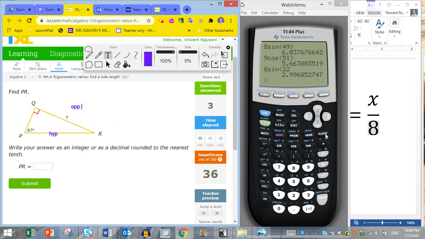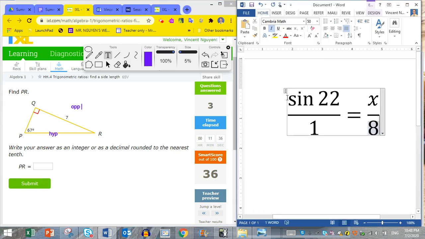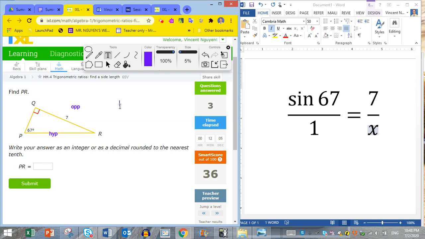All right, so let's go over here. We are using sine, right? So sine of 67 degrees. And this time, x is not on top because x is actually the opposite, and I know what it is, so I'm going to put in 7 instead. The hypotenuse is what I don't know, so I'm going to put x on the bottom. So as you can see, this is different than what we just did, right? So here, if you cross multiply this proportion, you would end up with 7 equal to x sine 67, right?